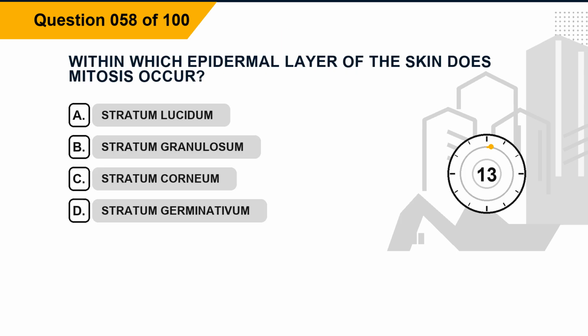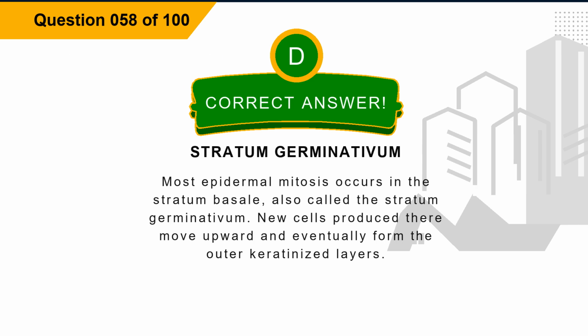Question 58. Within which epidermal layer of the skin does mitosis occur? Option A, stratum lucidum. Option B, stratum granulosum. Option C, stratum corneum. Option D, stratum germinativum. The correct answer is option D, stratum germinativum. Explanation. Most epidermal mitosis occurs in the stratum basale, also called the stratum germinativum. New cells produced there move upward and eventually form the outer keratinized layers.